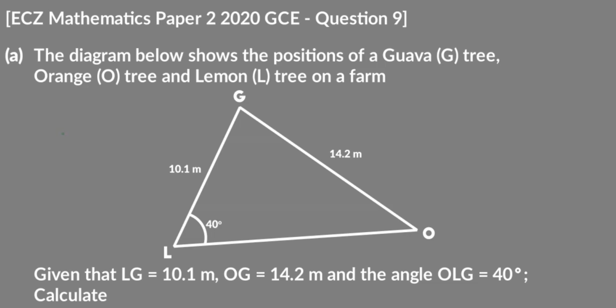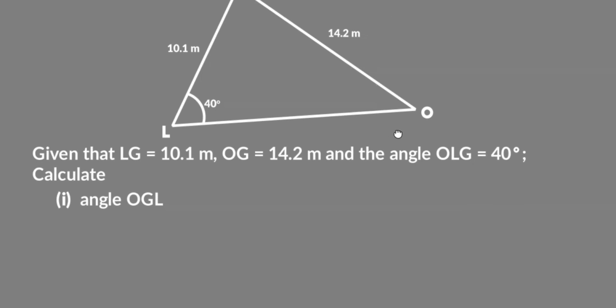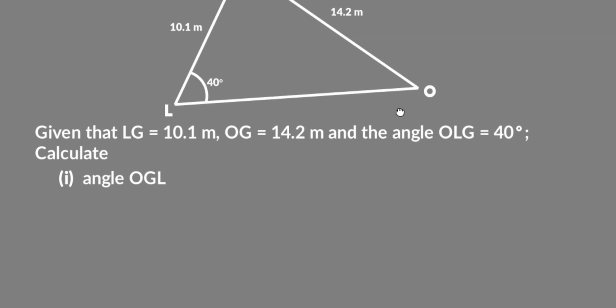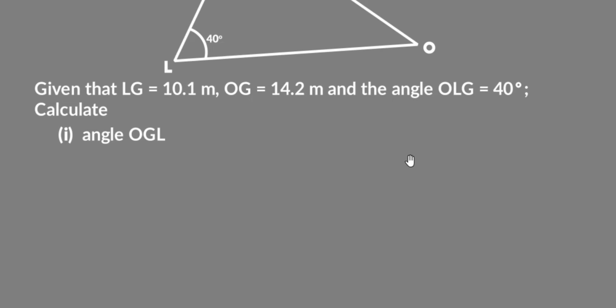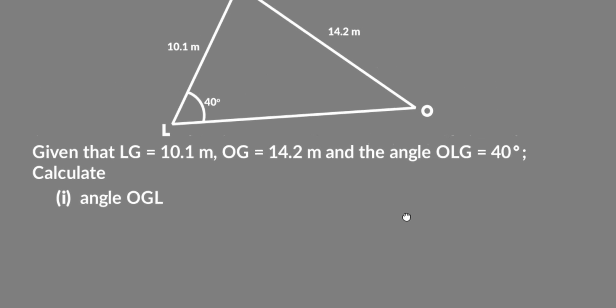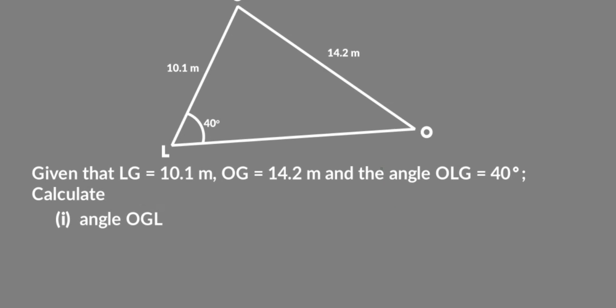The question here asks us to calculate the following things. In the first question, we're asked to calculate angle OGL. Looking at the diagram here, you can see that the angle we're asked to calculate is the angle at G. When we see this representation where they've given us 3 vertices, the angle we're looking for is at G. So we go to G, which is here. The angle we want to find is the angle here.